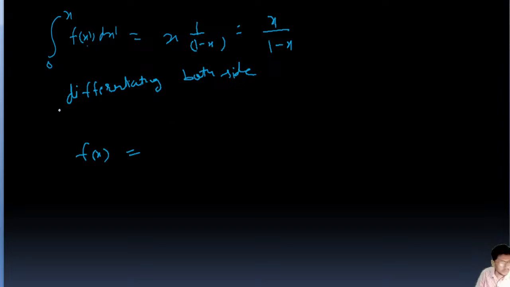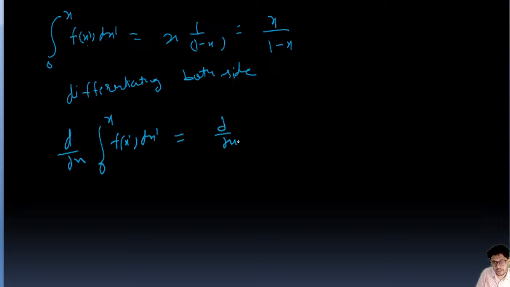F dash x is going to be, so this is f dash x, right? Okay, so we'll differentiate this, my apologies. So we are differentiating, right? Differentiating means d upon dx of the integral from 0 to x of f(x') dx' is going to be d upon dx of x into 1 minus x.